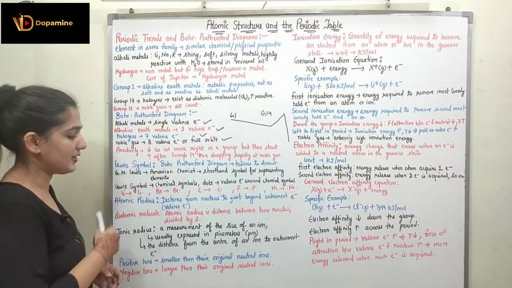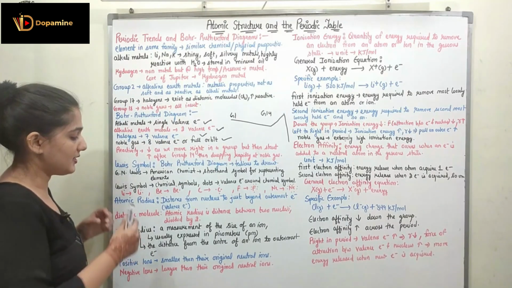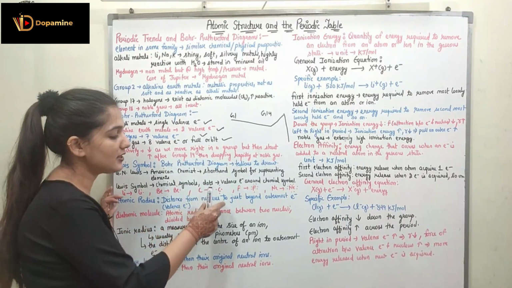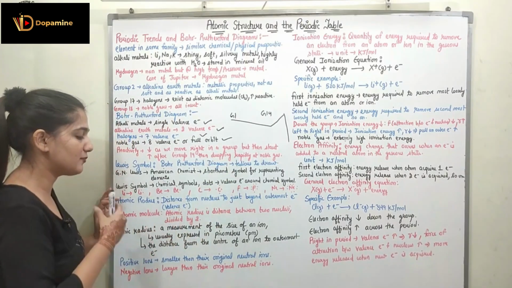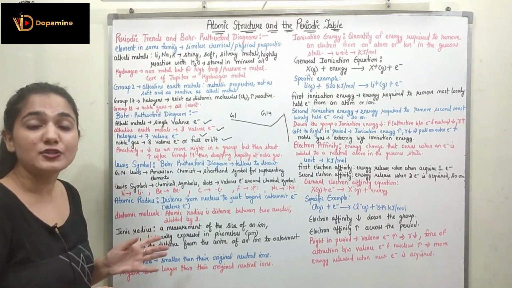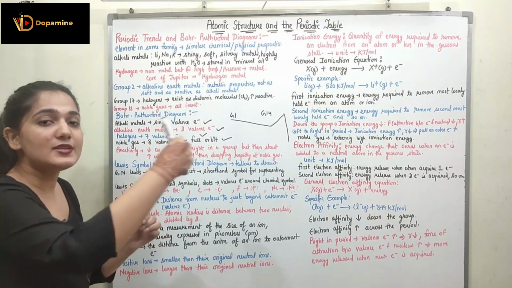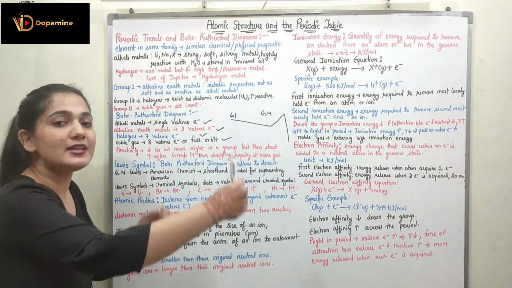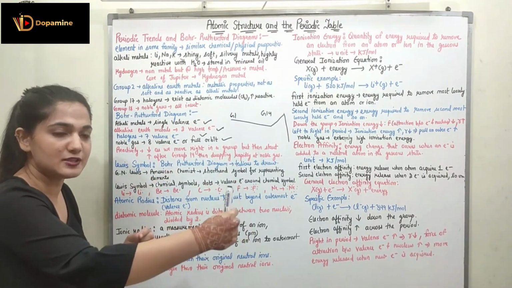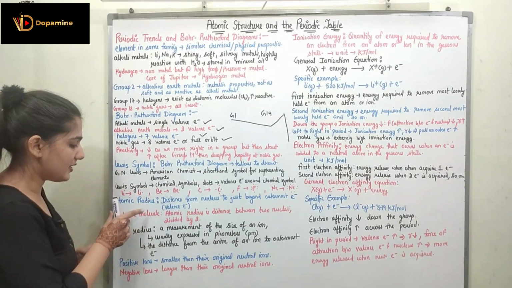Coming to the atomic radius. What is the atomic radius? It is the distance from the nucleus to just beyond the outermost electron. What is the outermost electron? It is the valence electron. So we see where the nucleus is, we see where the outermost electron is, and the distance between these two is my atomic radius.